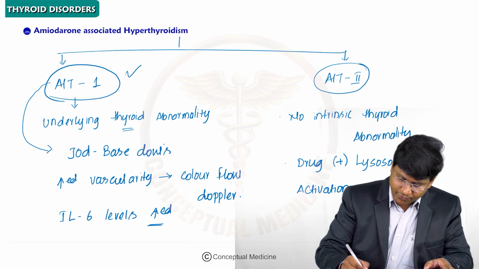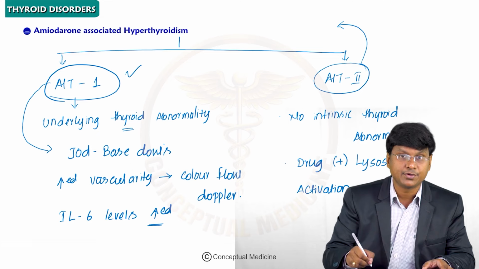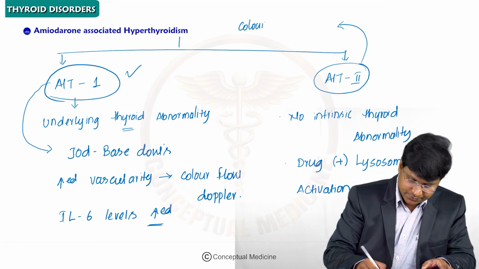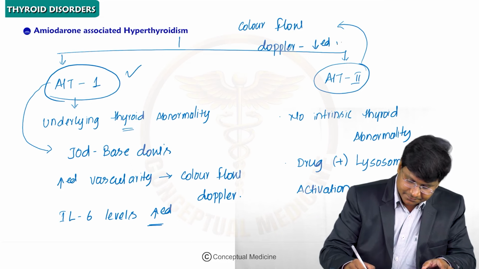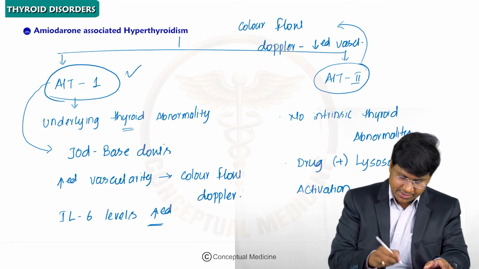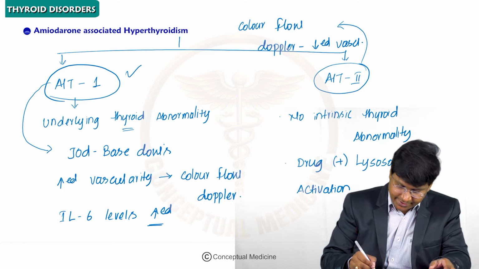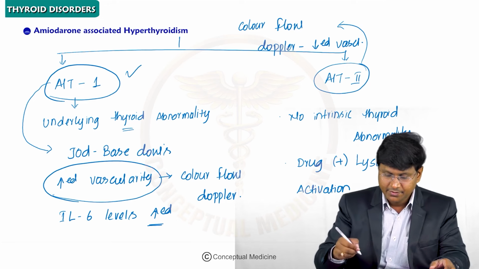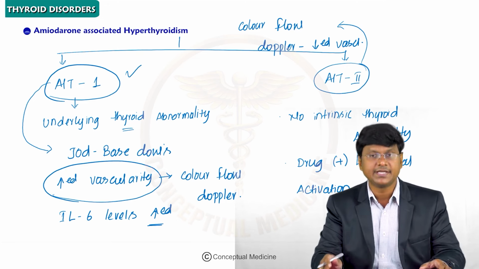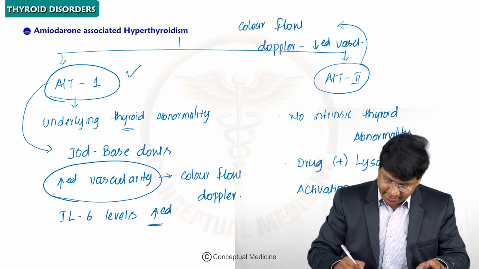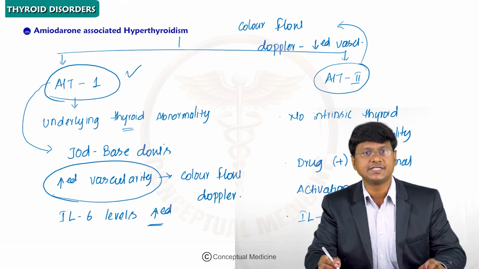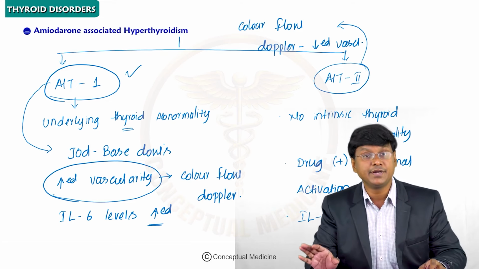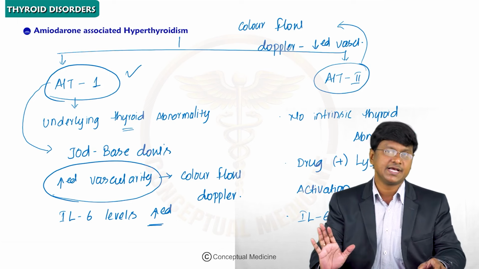And if you take the color flow Doppler in amiodarone-induced thyrotoxicosis type 2, it shows decreased vascularity. You see the difference. AIT1 shows increased vascularity on color flow Doppler, whereas AIT2 shows decreased vascularity. And even in AIT2, the interleukin 6 levels are raised. So this is about amiodarone-induced hypothyroidism as well as hyperthyroidism.